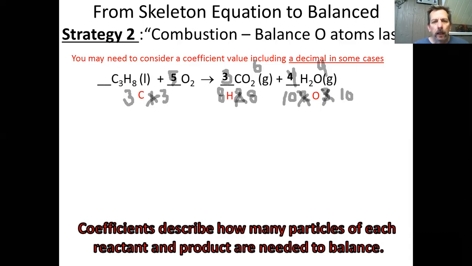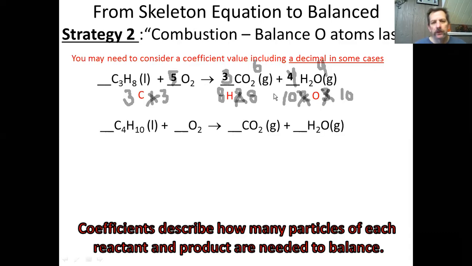Okay, let's see. In red here, you see there's a strategy. It says you may need to consider a coefficient value, including a decimal in some cases. Well, this might be a first example where we actually see that become a challenge or a problem. So let's begin to take our inventory.